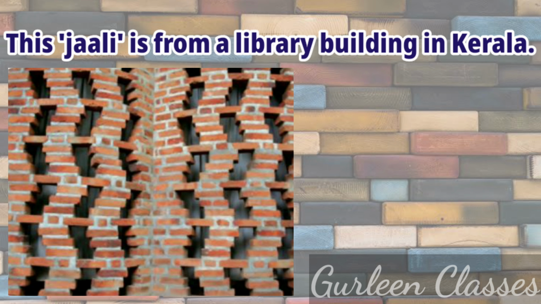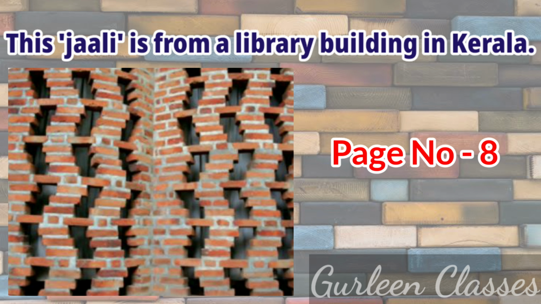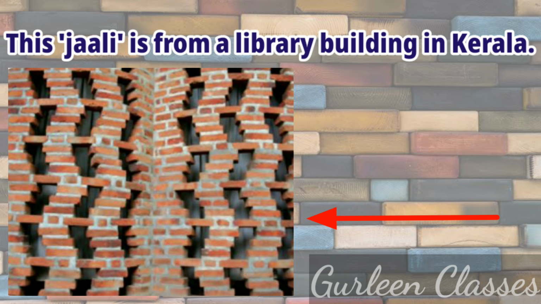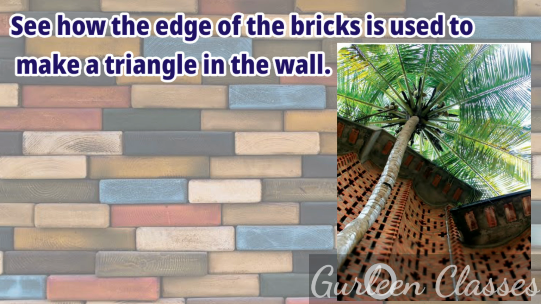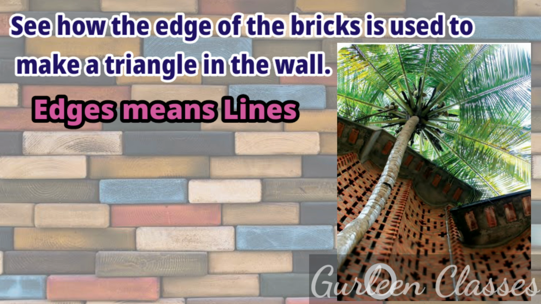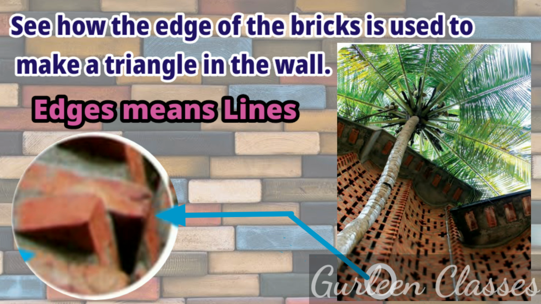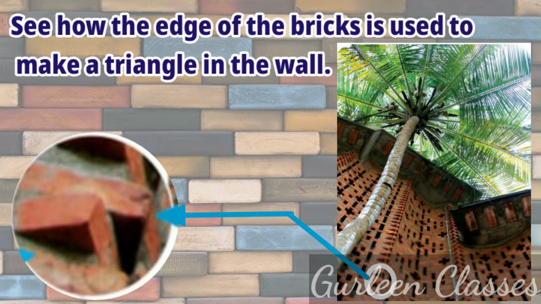Let's move further. This topic is in your book, page number 8. This jali is from a library building in Kerala. So here I have shown you a picture of a jali from a library building in Kerala. See how the edge of the bricks is used to make a triangle in the wall. So students, remember Gurleen ma'am told you in the previous class, edges means lines. So 2 bricks have been used here to form a triangle.